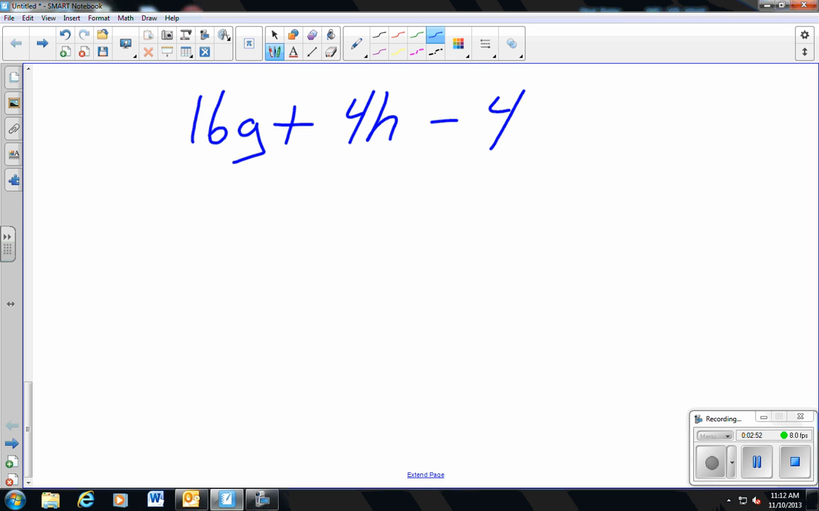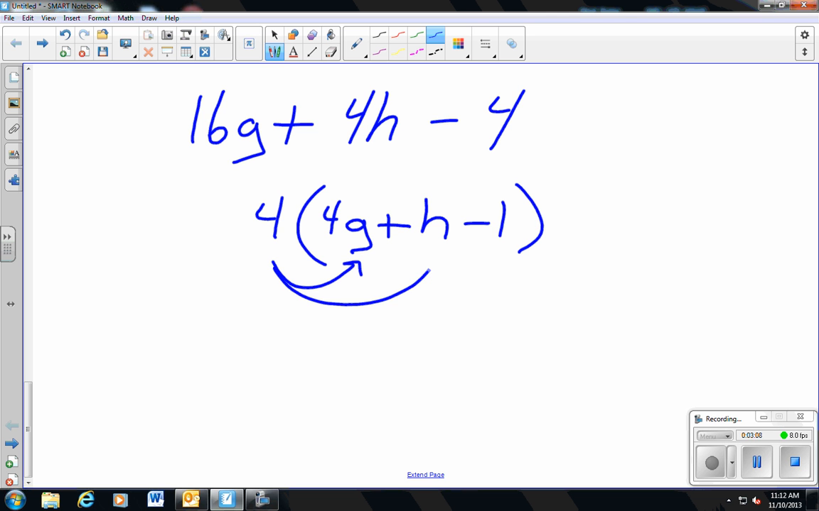And then on the test, it's going to ask you to take your answer and factor it. So if we factored it, your greatest common factor would be 4. So 4 on the outside, and then 4G plus H minus 1. If we did the distributive property, we would get that answer there. 4 times 4G is 16G, 4 times H is 4H, 4 times 1 is 4, minus 4.